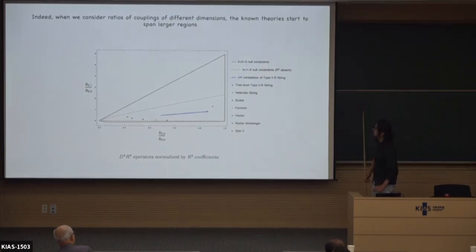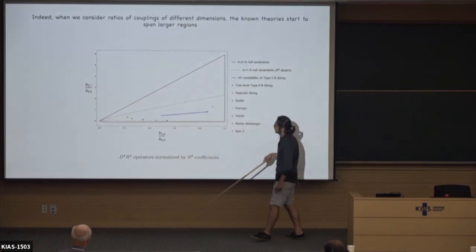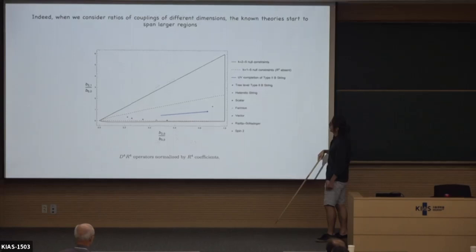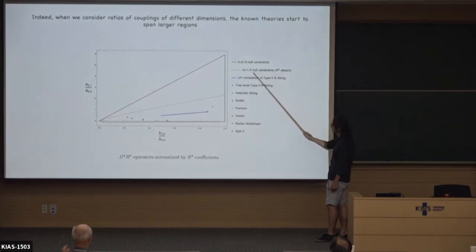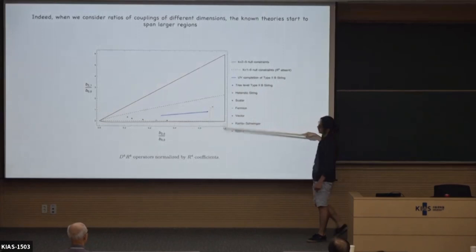This is just another plot which shows the four-derivative coupling, the four derivative of R, normalized with the R to the 4 operator, and in this case with the maximal, well, actually up to k equals 5, then the k equals 5 null constraint is actually stabilizing. And in this plot, the known theories are populating, covering more of a complete region of the plot.